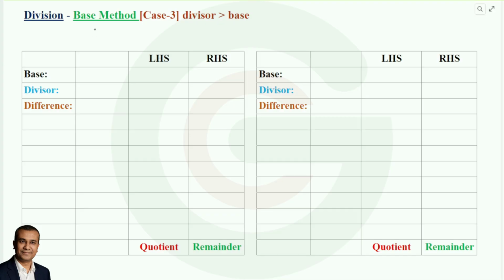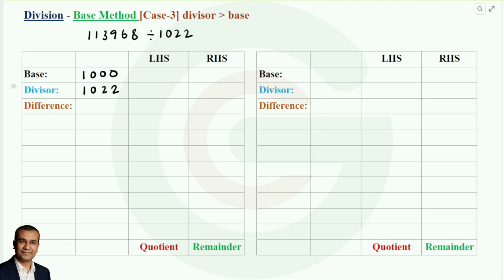First example, let's say that we need to divide 113,968 with 1022. Here you can observe that 1022 is closer to 1000. So therefore the base would be 1000. 1000 is the base. Now I will write the divisor 1022. Here the divisor 1022 is greater than the base.